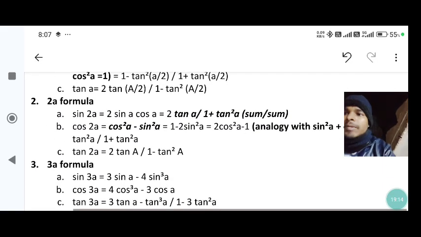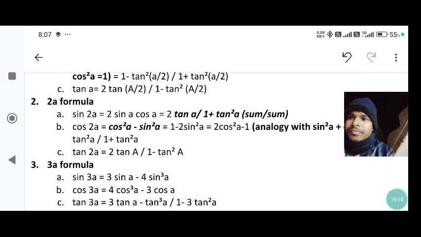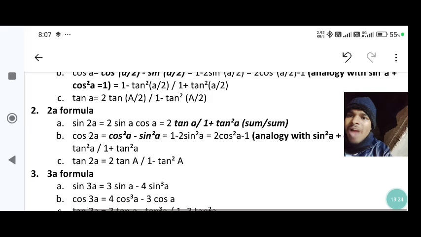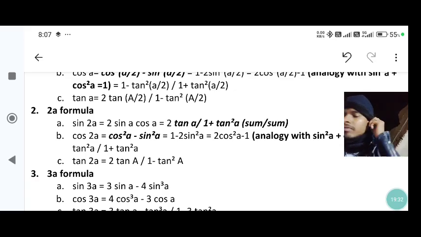Now coming to the angle 2A formula. Sin 2A is equal to 2 sin A cos A, which is equal to 2 tan A divided by 1 plus tan square A. It is like sum by sum, like tan A plus tan A divided by 1 plus tan square A.